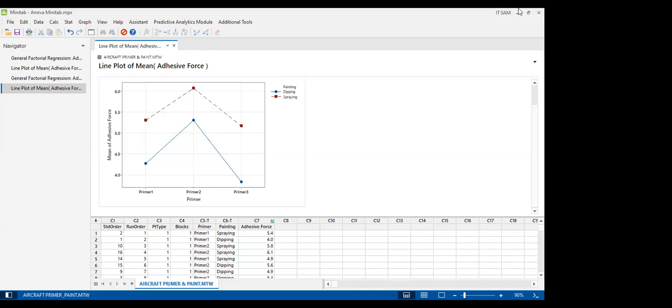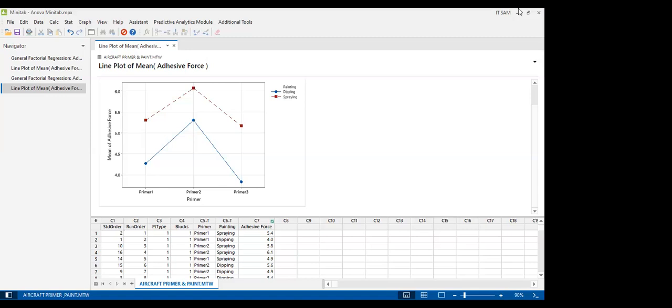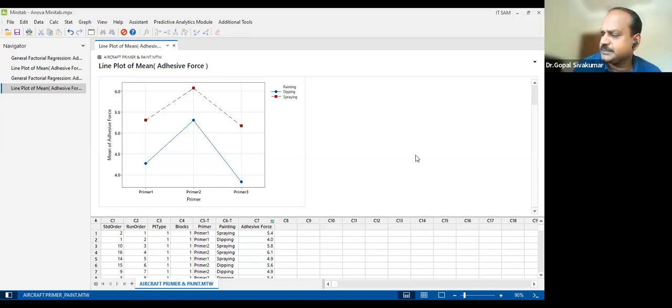Is it clear to all of you? Will you be able to do it the same way? Yeah. That is good enough. And any specific question? RK sir, you want to add something in any other point?